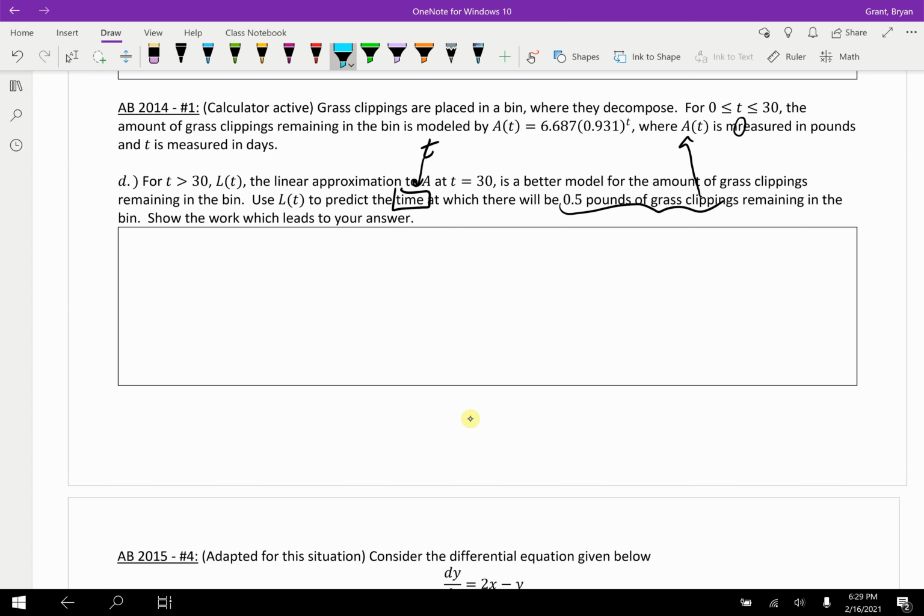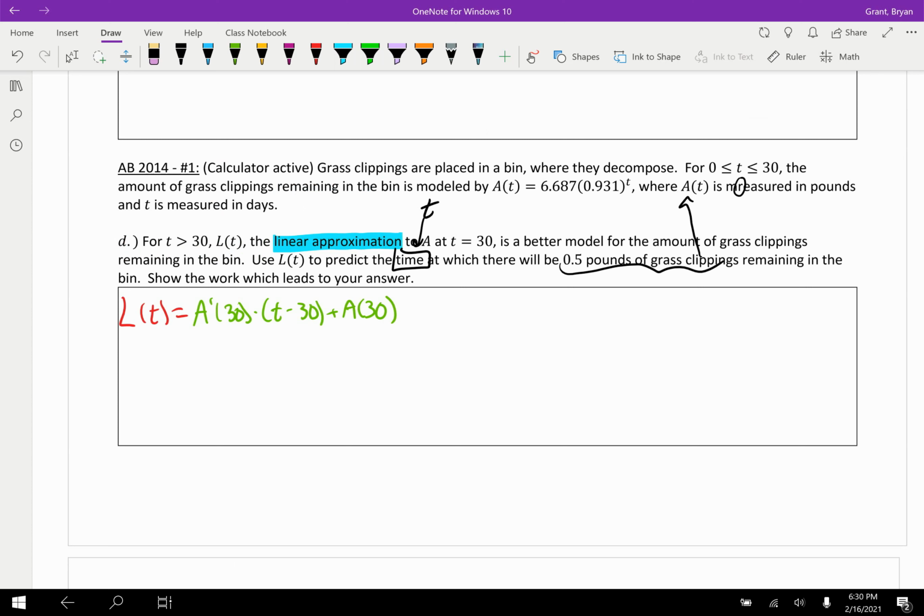Let's start with the linear approximation. Because this is t, I'm not going to call this f of x. We'll go with f of t here. So f of t is going to be found, right? Oh no, wait, they called it L of t, didn't they? Let's just use their name. L of t, the linear approximation, is going to be found by using A prime of 30, they told us, times t minus 30 plus A of 30. Okay, now let's start filling these things in.